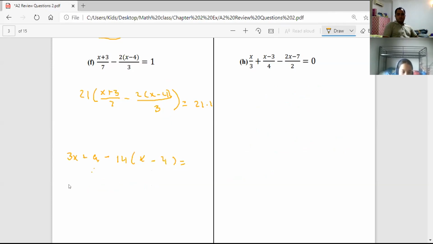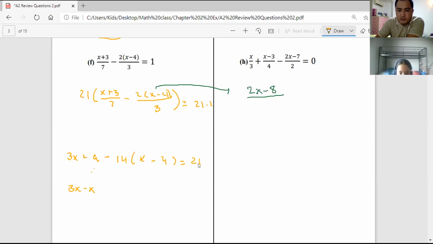All right. 3x minus x. Shahina, just another suggestion, so you don't get confused in this kind of situation. First, before you multiply this, remove these brackets. If you remove this, we will have 2x minus 8 over 3, right? Then multiply by 21. Then you don't get confused.